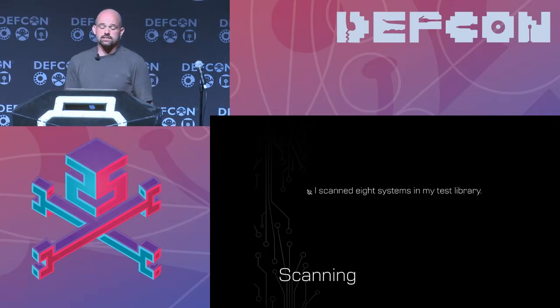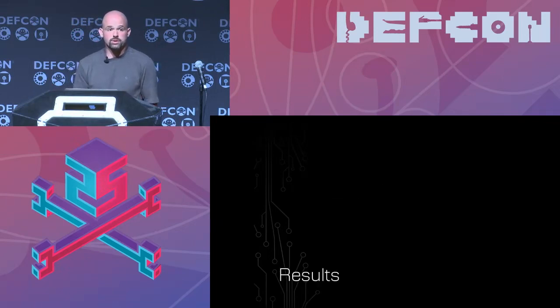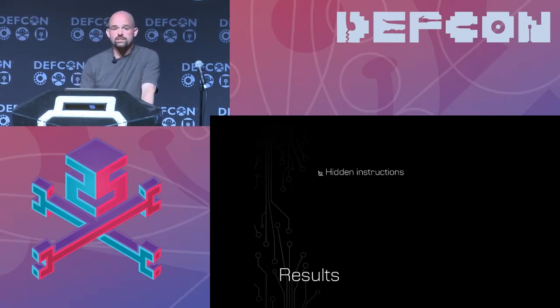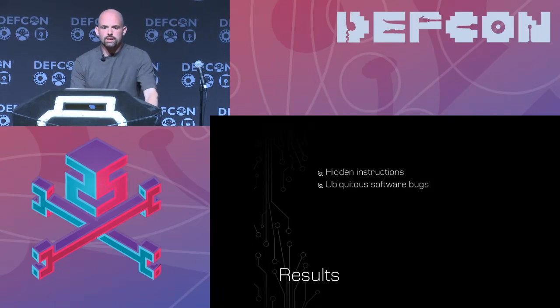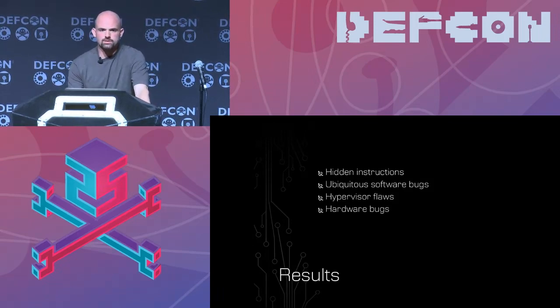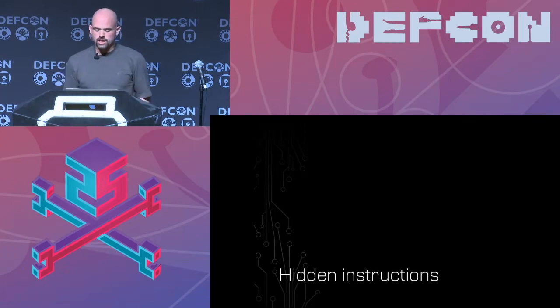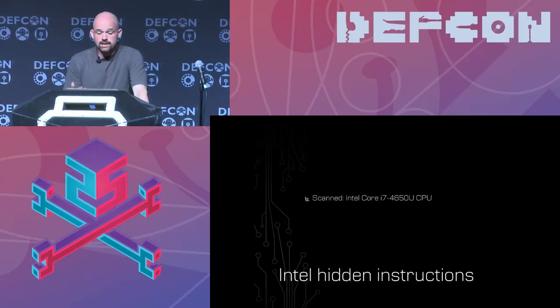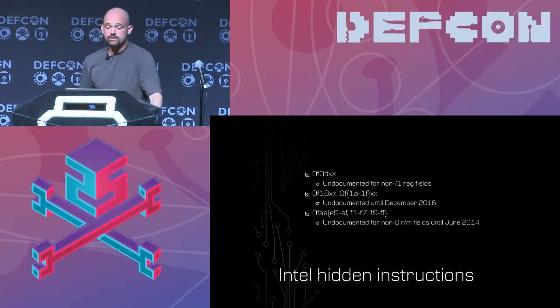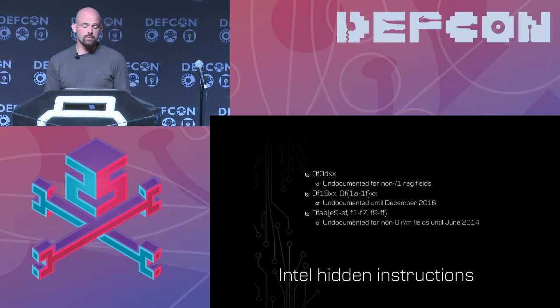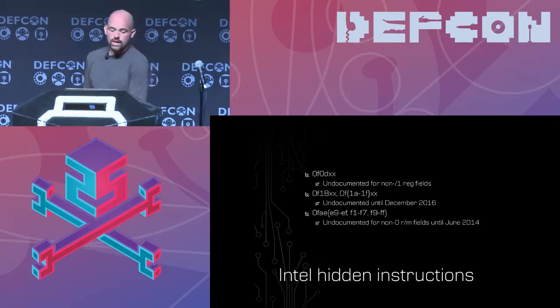I scanned 8 of the systems in my test library, and I want to share with you the things that we found, because we found some really interesting things. First, we found hidden instructions in every single processor that we scanned. We found ubiquitous software bugs, hypervisor flaws, and some very, very serious hardware bugs as well. When I set out to do this, I was trying to find hidden instructions on the processor, so let me share the hidden instructions with you first. When I scanned an Intel Core i7 chip, a chip manufactured in 2012, these are some of the hidden instructions that I found: 0F0D, 0F18, 0F1A, 0FAE.